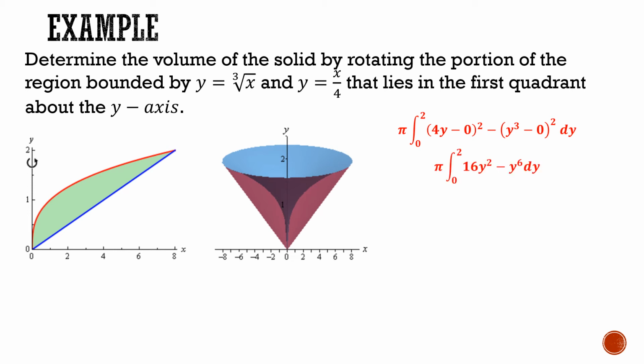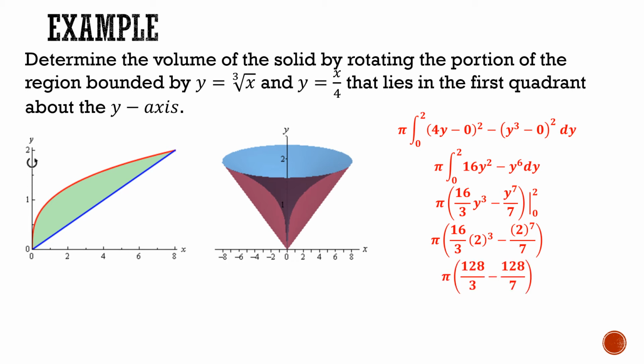All right, so cleaning this up, I get pi integral from 0 to 2 of 16y squared minus y to the 6. Integrating that, I get pi times 16 over 3 y cubed minus y to the 7 over 7, from 0 to 2. Plugging in my bounds, again, not worrying about the 0 because it's just going to cancel out. And then simplifying this, I get 512 pi over 21.